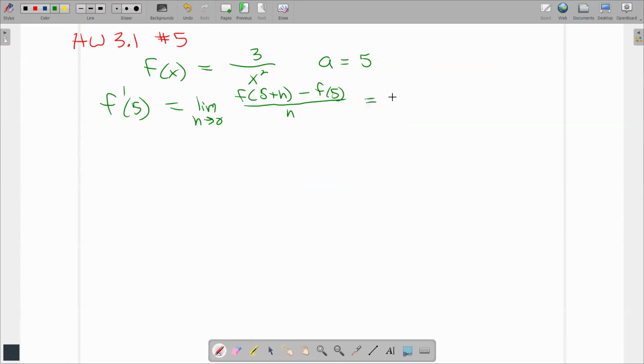So if I do the all at once method, that becomes the limit as h goes to 0 of 3 over (5 plus h) squared minus 3 over 5 squared, all over h. The doing it in pieces method is to first calculate the f of x plus h, and second, do the subtraction, third, divide by h, and then the fourth step would be to do the limit.